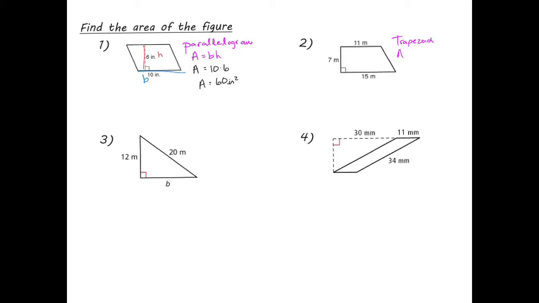My formula is 1 half of the height multiplied by the sum of the bases, base 1 plus base 2. So let's identify my two bases. Remember, the bases of a trapezoid are always parallel to each other. So this 11 and 15, because they run parallel to each other, will be my bases. Which means 7, the segment that runs perpendicular to those, will be my height. So I know the area is equal to 1 half of 7 multiplied by 11 plus 15.